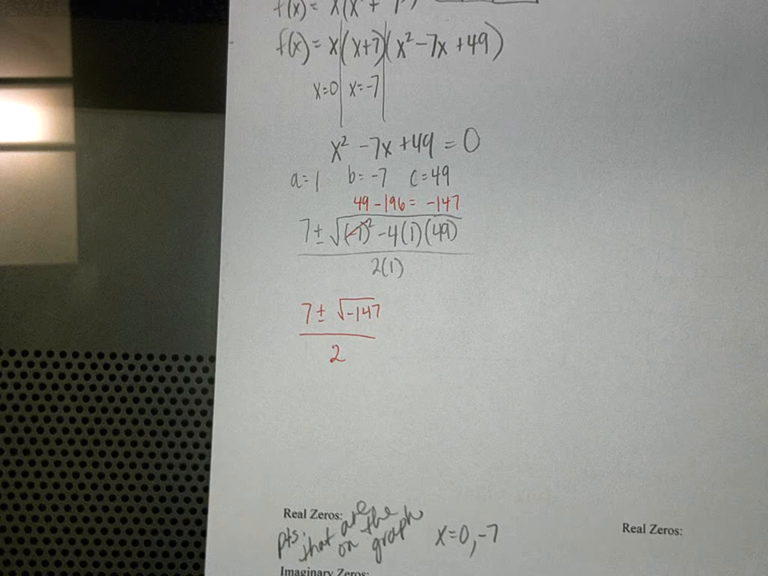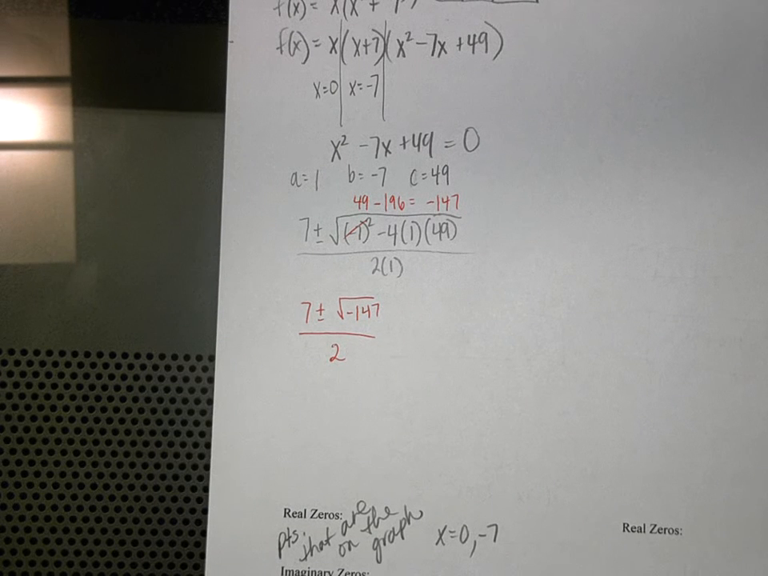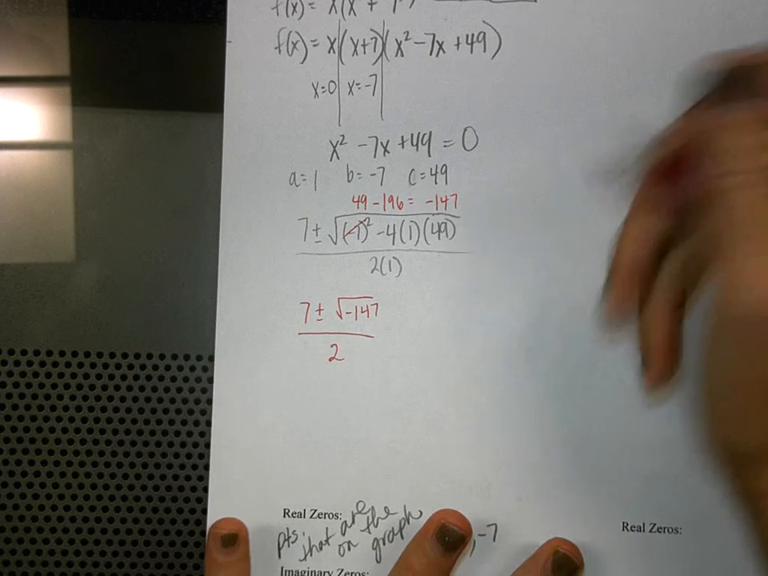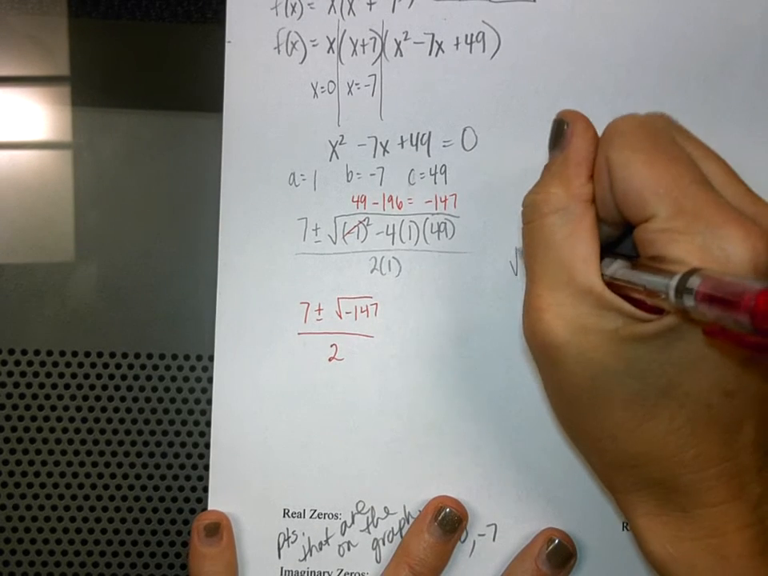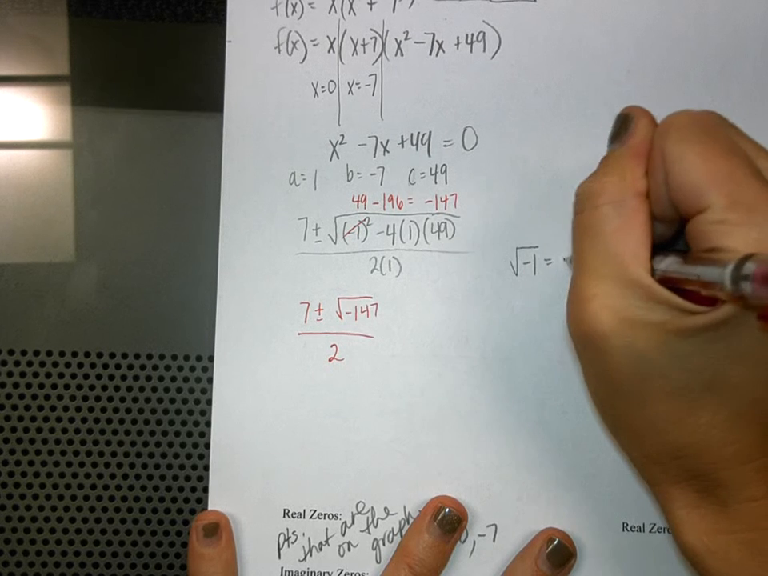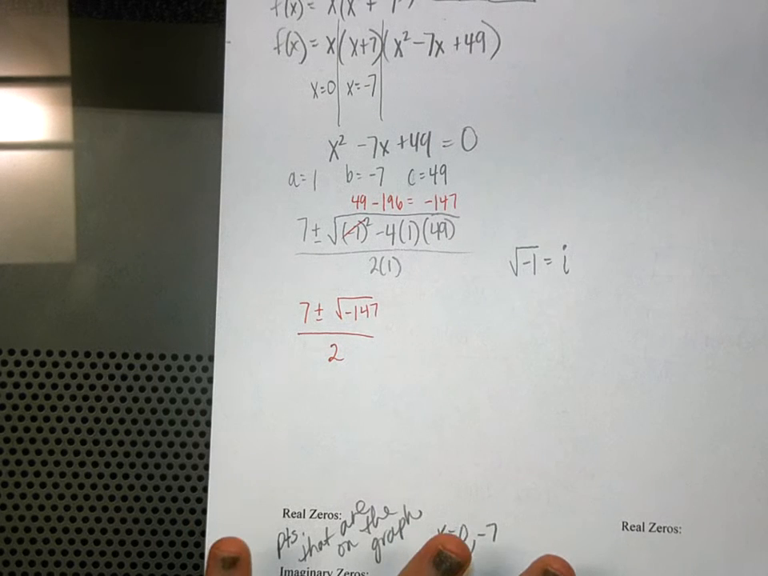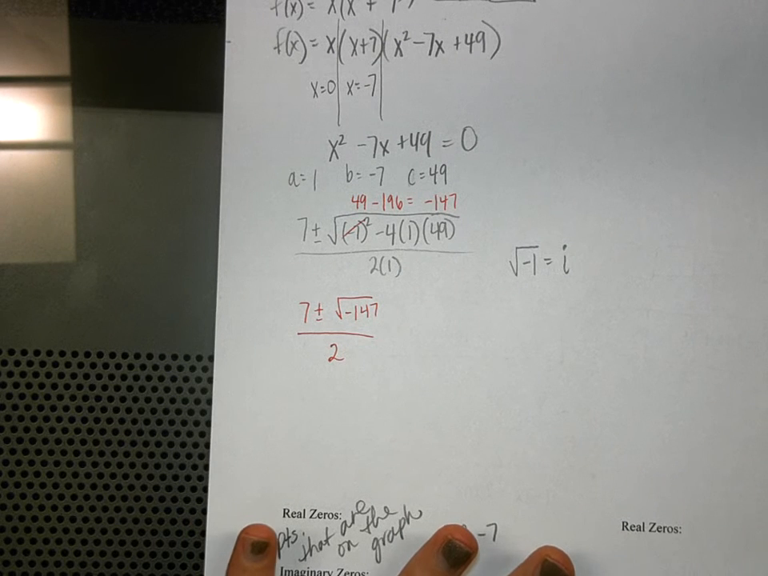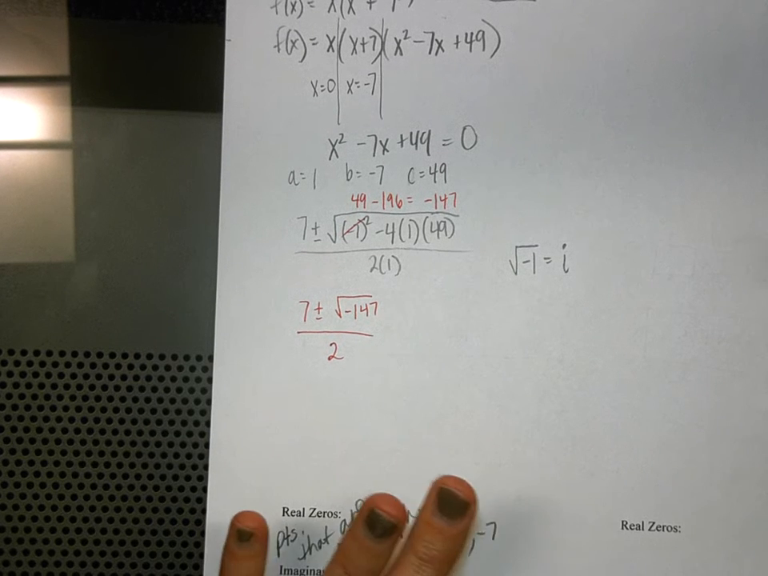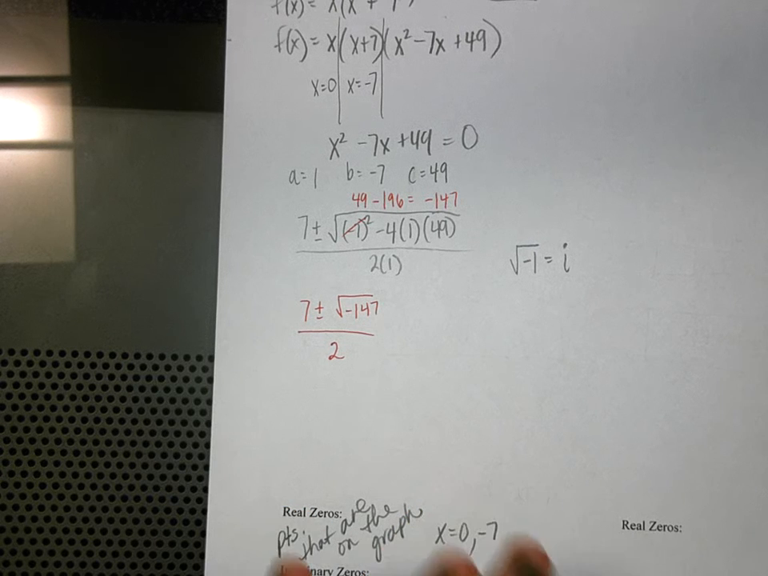Well, now that you're more sophisticated, this is where you have your imaginary roots. And one thing that you need to know is that the square root of -1 is i, standing for imaginary. Okay? I know. That was pretty tricky.